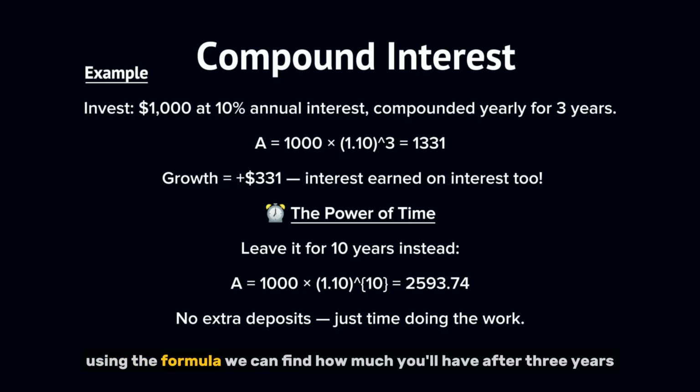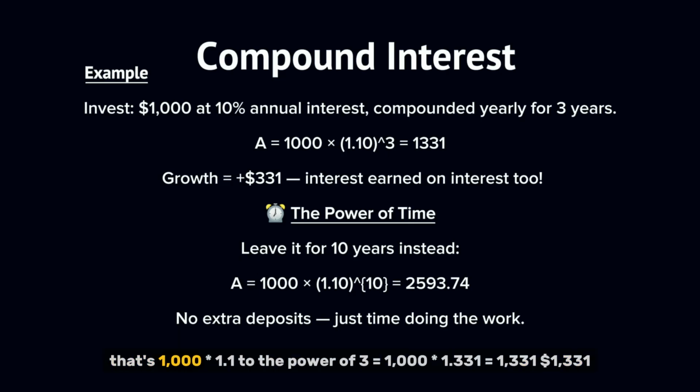Using the formula, we can find how much you'll have after 3 years. Start with P equals 1,000, R equals 0.10, N equals 1, and T equals 3. Plug them in. A equals 1,000 times (1 plus 0.1 divided by 1) to the power of 1 times 3. That's 1,000 times 1.1 to the power of 3, equals 1,000 times 1.331, equals 1,331.